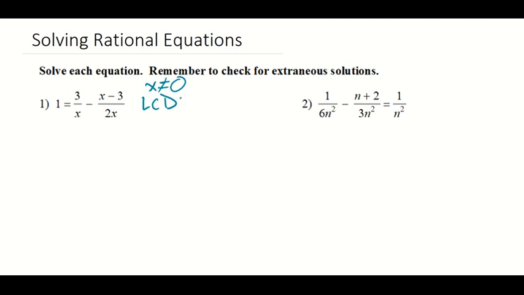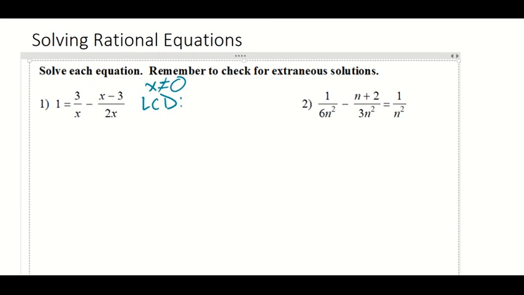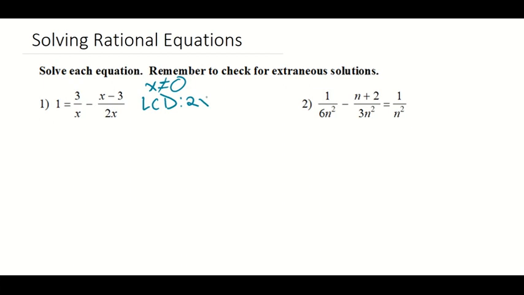So our least common denominator in this case is just going to be 2x. A common denominator would be 2x squared, but then we'll end up needing to factor out an x somewhere. So let's just find our least common denominator, which is 2x. We don't need to count x twice. So we're going to multiply both sides of this equation by 2x.